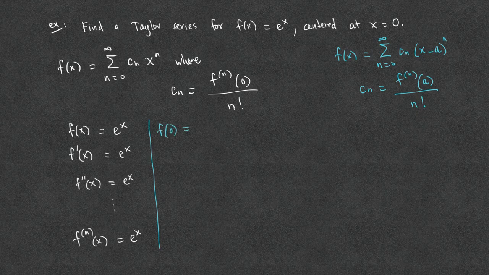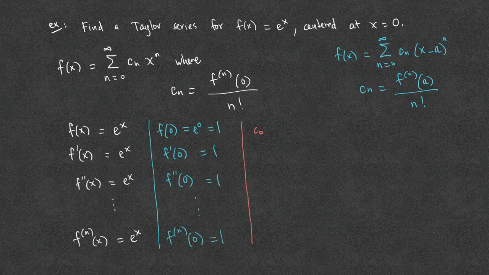f of 0 is e to the 0, which is 1. f prime of 0 is 1. f double prime of 0 is 1. And the nth derivative at x equal to 0 is 1.